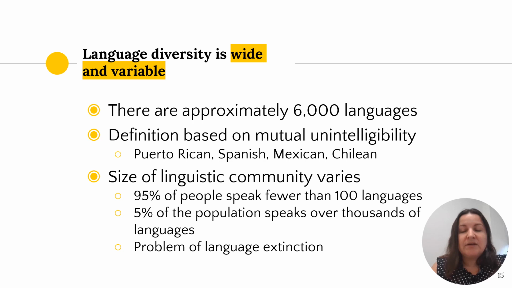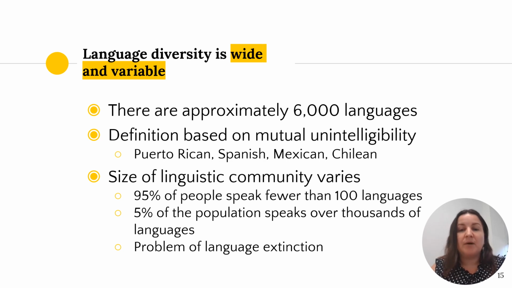The size of the linguistic community also varies drastically. 95% of people in the world today speak fewer than 100 languages. So it's impressive to say there are 6,000 languages in the world, but really the majority of humans only speak one of 100 languages. Of course, languages like Mandarin, English, Spanish, French, they're all in that list. That means that 5% of the population speaks thousands of languages. There are thousands of languages that only a small number of people still speak.